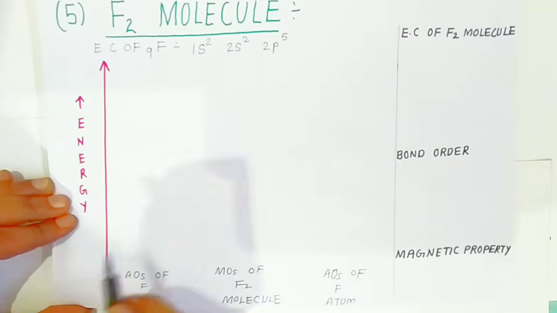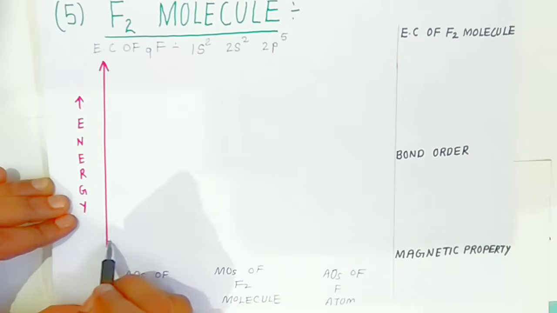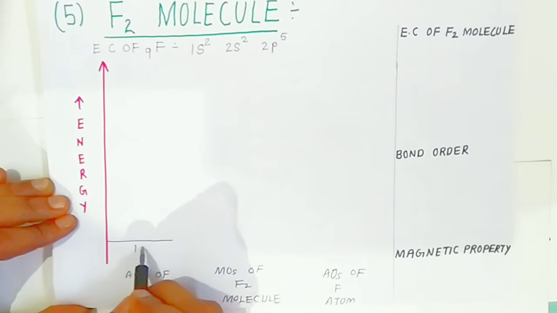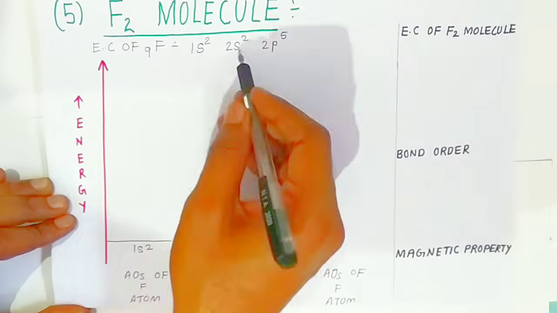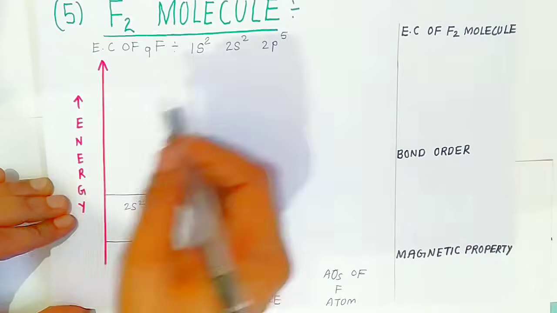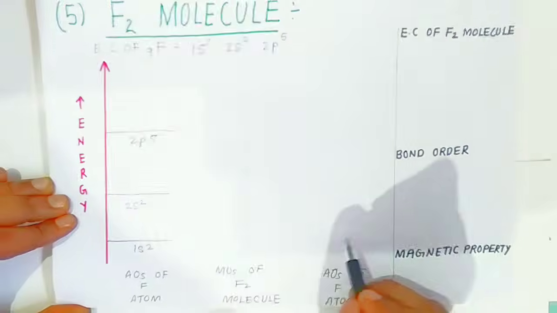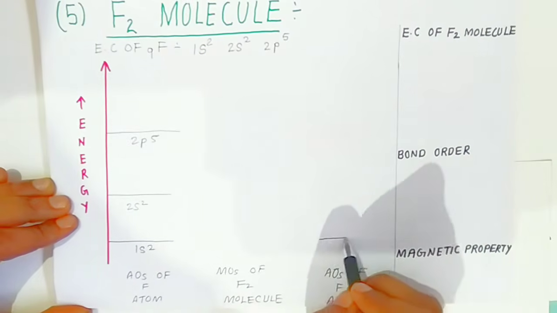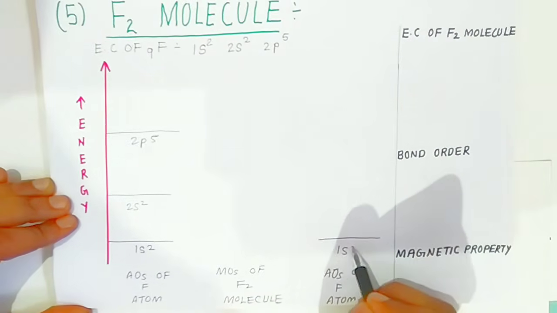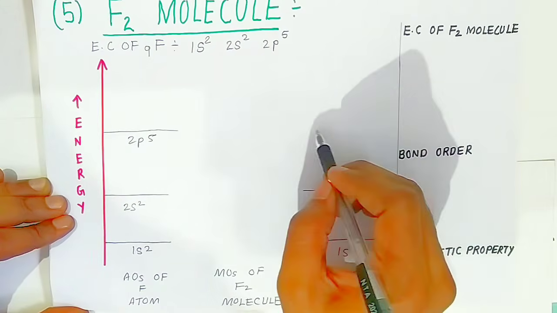Now we are going to draw the energy levels of the atomic orbitals of the fluorine atom. So this is the 1s2. Now we have 2s2. Then we have 2p5. The same thing is here also. Energy levels will be equal. 1s2, then you have 2s2, then you have 2p5.